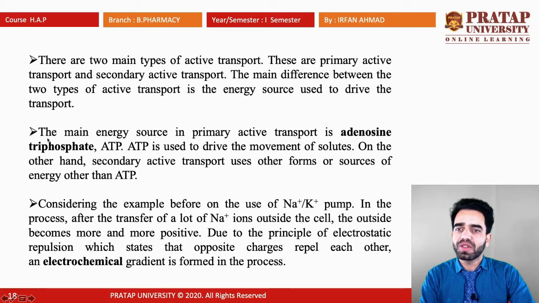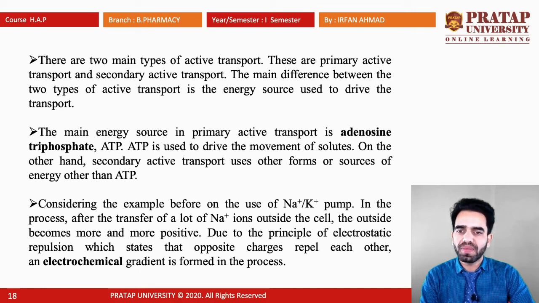So now there are two main types of active transport: primary active transport and secondary active transport. And the difference between these two is on the basis of the energy source used to drive the transport. The difference between primary and secondary active transport is only because of the difference in the energy source which is used to drive the transport.